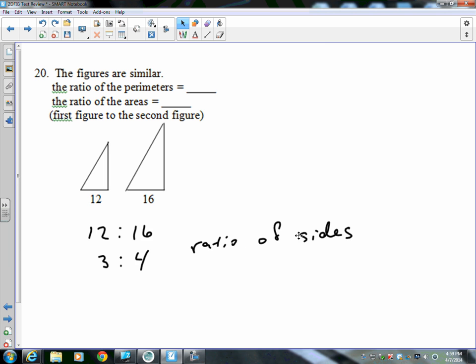If we remember, the ratio of sides is always the same as the ratio of the perimeters. So if the ratio of sides is 3/4, the ratio of our perimeters is also 3/4. To get the ratio of the areas, we take the ratio of the perimeters, or the ratio of the sides, and we square each one. So 3 squared gives us 9, and 4 squared gives us 16. So the ratio of the areas would be 9:16.